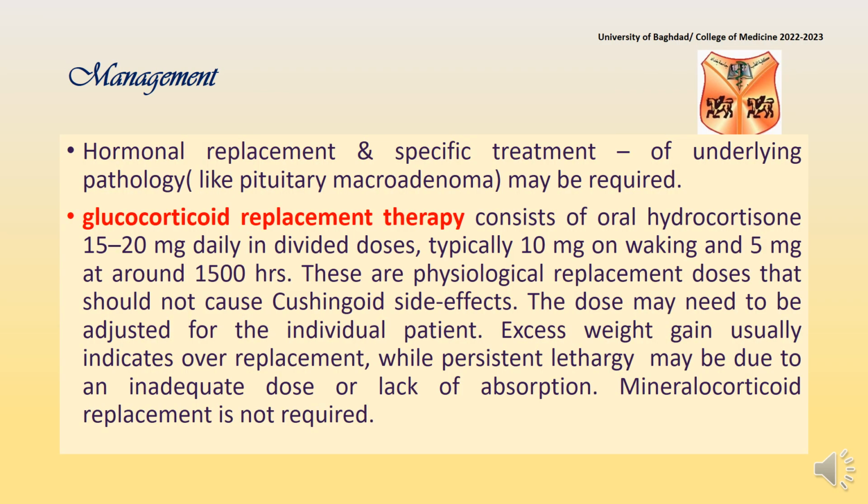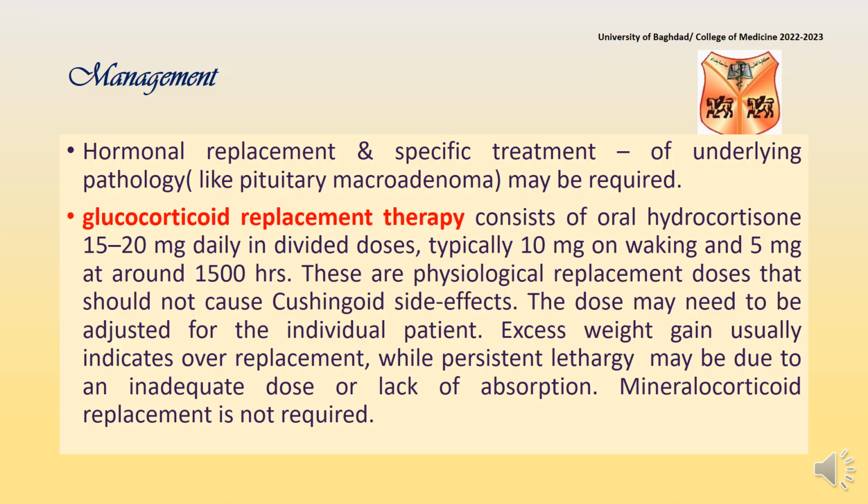For management of hypopituitarism, hormonal replacement and specific treatment of the underlying pathology, like pituitary macroadenoma, may be required. Glucocorticoid replacement therapy consists of oral hydrocortisone 15 to 20 mg daily in divided doses, typically 10 mg on waking and 5 mg at around 3 p.m. These are physiological replacement doses that should not cause cushingoid side effects. The dose may need to be adjusted for the individual patient.